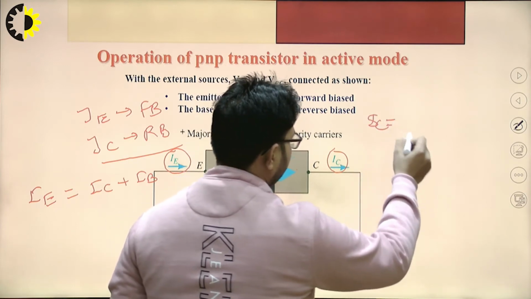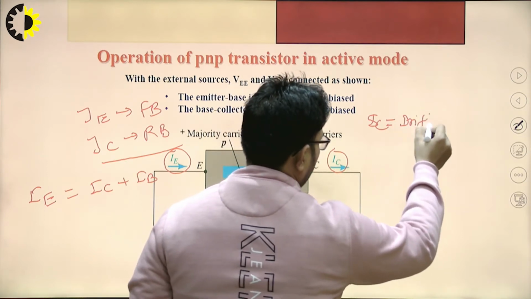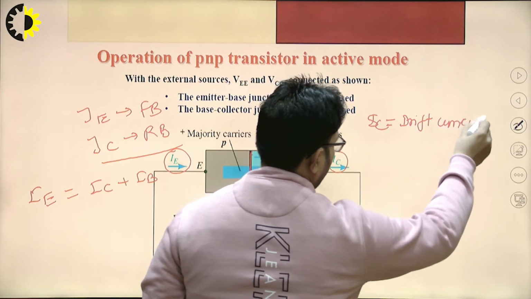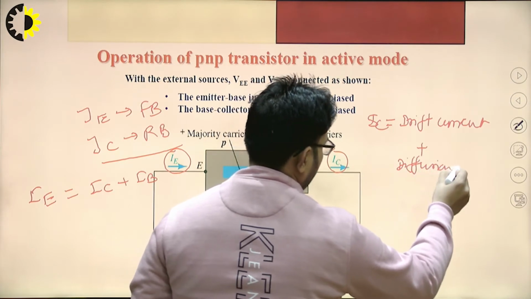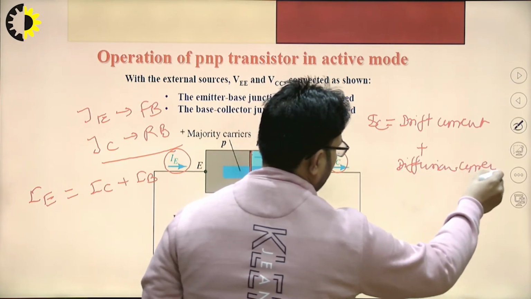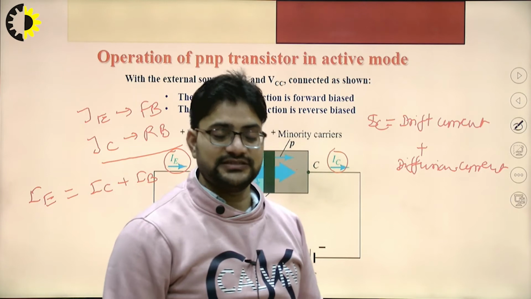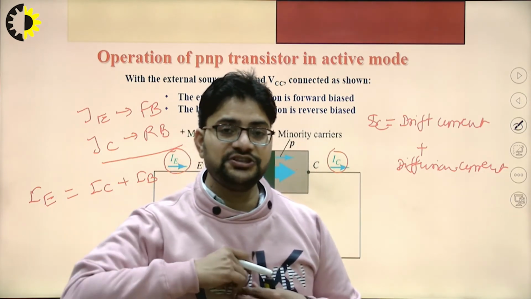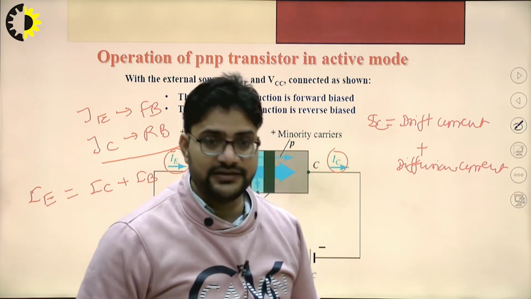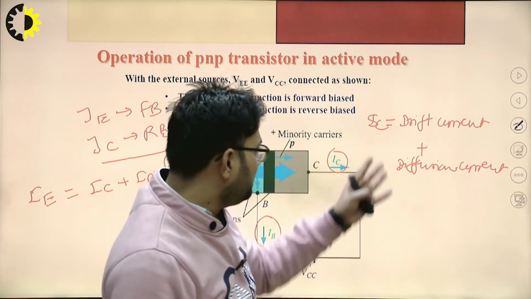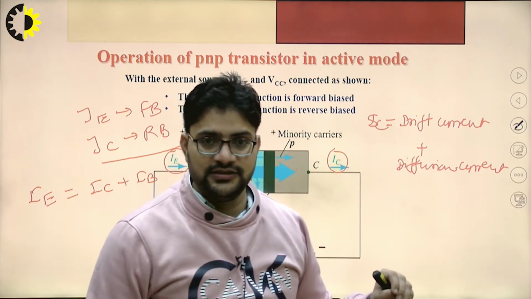So IC is equal to drift current plus diffusion current. The drift current is actually due to the minority charge carriers, and these minority charge carriers are a temperature dependent parameter. If the temperature is varied, this minority charge carrier current will also vary. So we should take care of this.